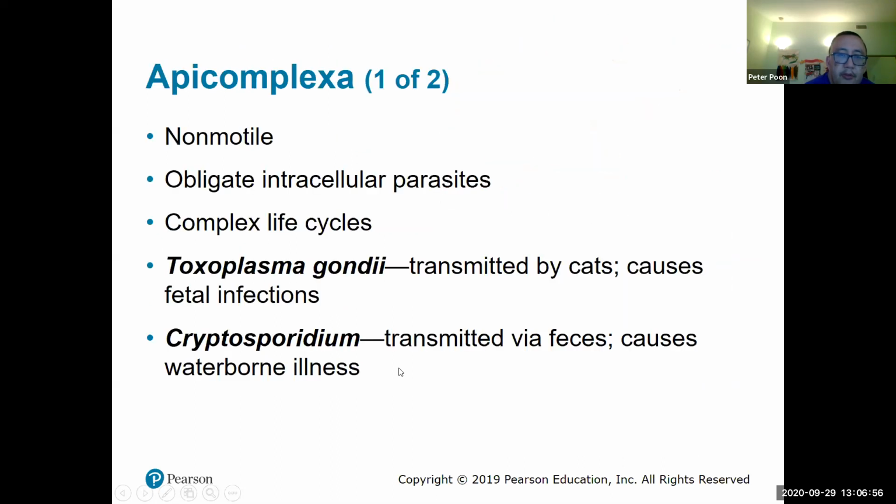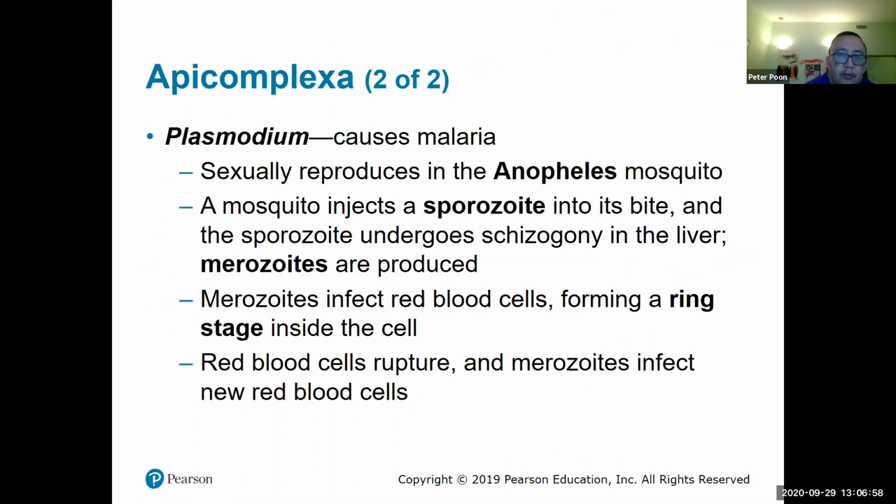So I want you to go over the more complicated ones. Plasmodium is an important one. Plasmodium causes malaria, and it sexually reproduces inside a mosquito. The mosquito injects the sporocyte into the bite.